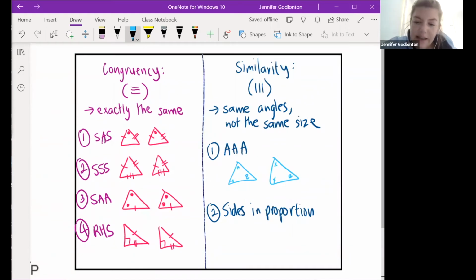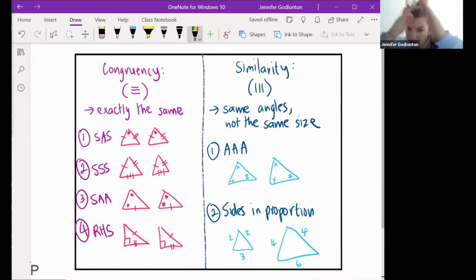Okay, if we were using sides in proportion, they would have to give us all three sides. So 2, 2, 3, 4, 4, 6. They've given us three sides here, and they've given us three sides there. We can see that if we multiplied all of our sides by 2, we would get the same as the triangle on the right. So that means our sides are in proportion.